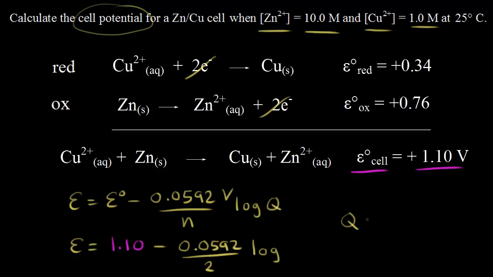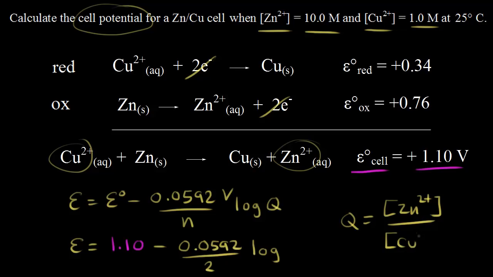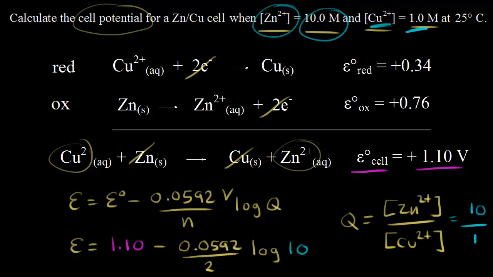And from the previous example, remember Q, the reaction quotient, is the concentration of zinc 2+ over the concentration of copper 2+. So concentration of products over reactants, right? Ignoring your pure solids. So for this example, the concentration of zinc 2+ ions in solution is 10 molar, and copper 2+ is 1 molar, so 10 over 1. So Q is equal to 10 for this example.